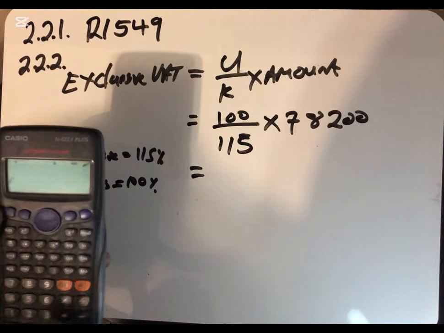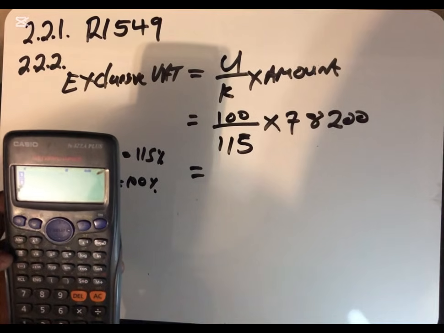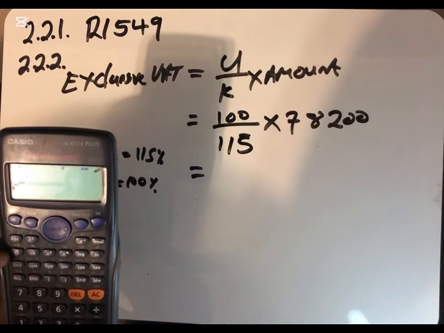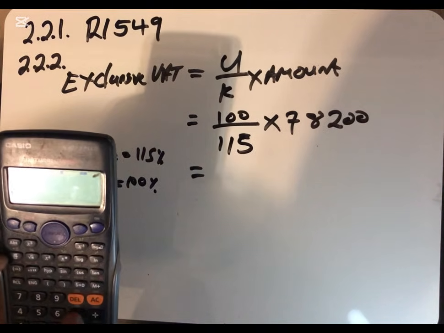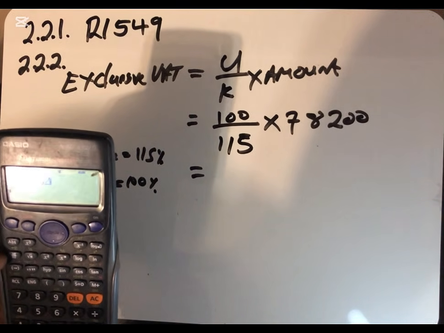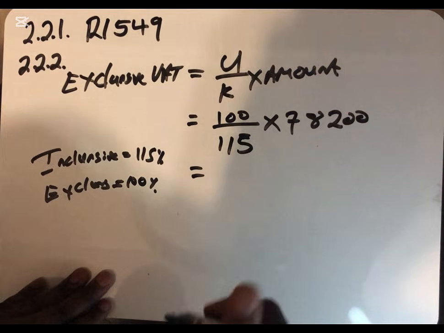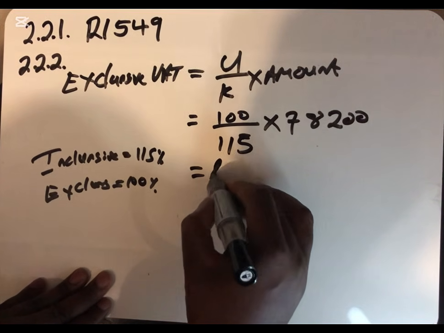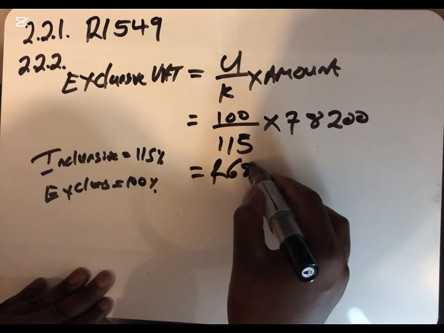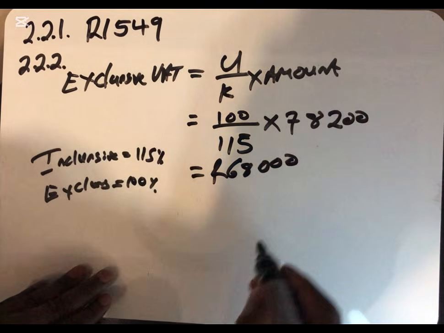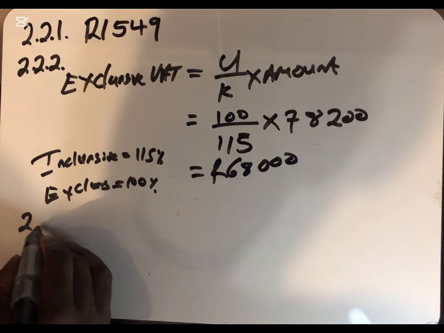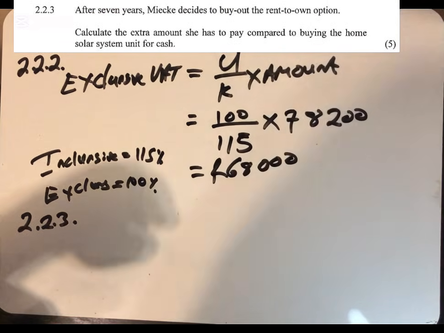We are going to say 100 over 115 multiplied by 78,200 rands. We found that it's 68,000 rands. The VAT exclusive price is going to be 68,000 rands.